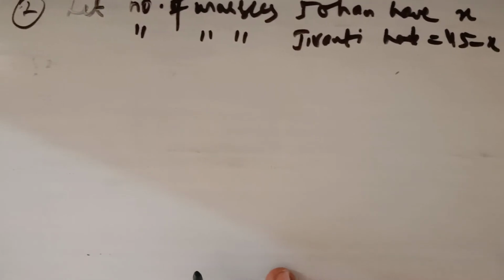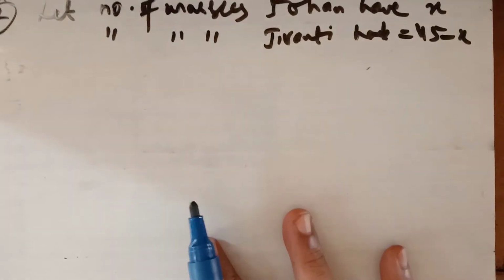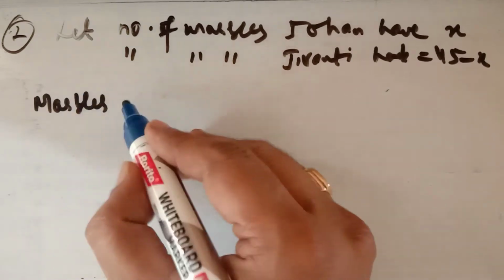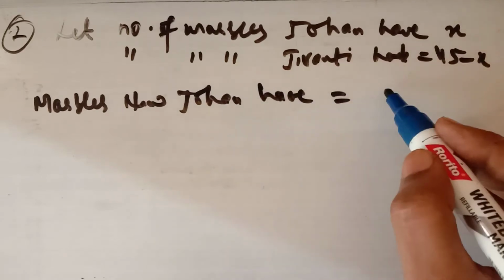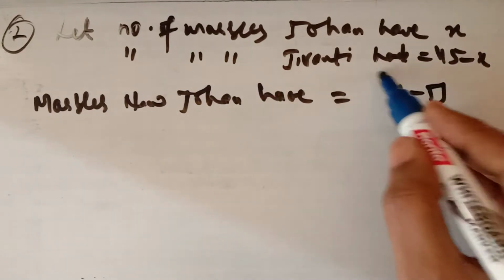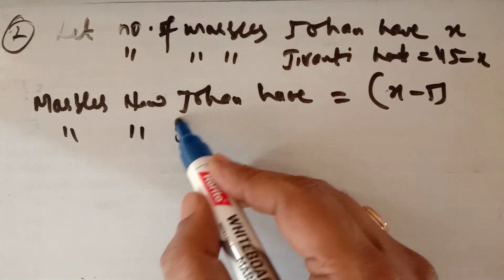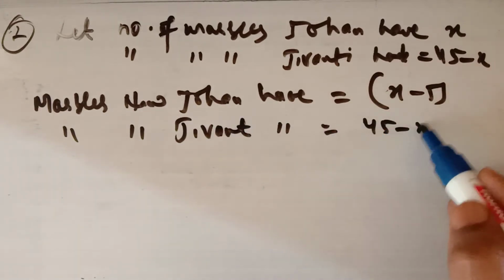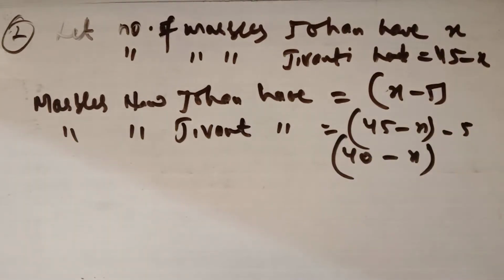Now it is given that John lost 5 marbles. So the marbles John has now, because he lost 5, are x minus 5. And the marbles Jivanti has now, because she has also lost 5 marbles, you subtract 5 here, so 40 minus x. These are the number of marbles after 5 marbles are lost by both of them.